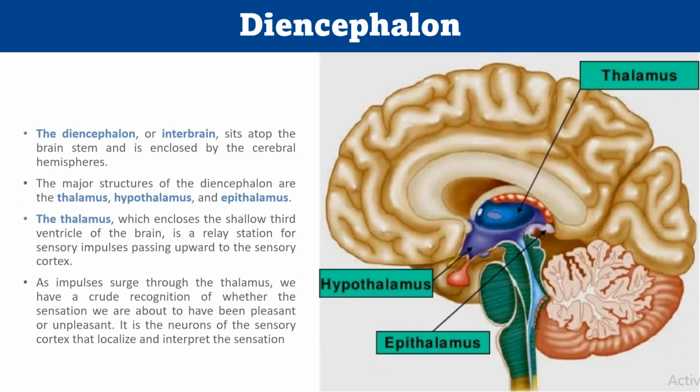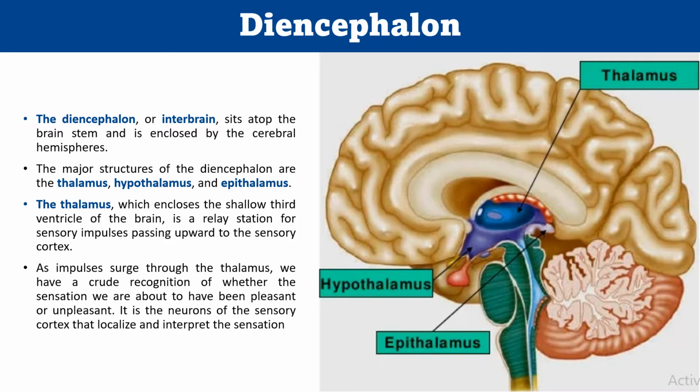Then we have the diencephalon. The diencephalon, also known as the interbrain, sits atop the brain stem and is enclosed by the cerebral hemispheres. The major structures of the diencephalon are the thalamus, hypothalamus, and epithalamus, as you can see in the diagram. The thalamus, which encloses the shallow third ventricle of the brain, is a relay station for sensory impulses passing upward to the sensory cortex.